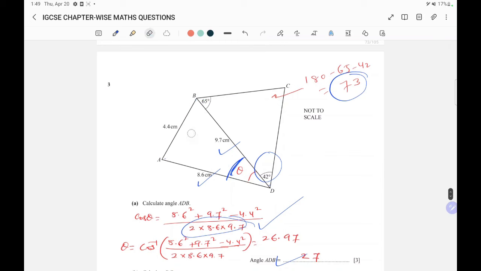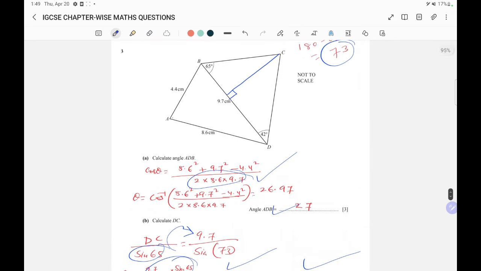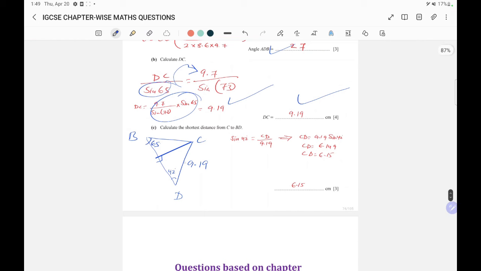Okay. Now calculate the shortest distance from C to BD. So shortest distance C to BD. Okay, here. This is the shortest distance, right? So we need to find this length. Okay, I think we already have this length. If we have this length, then we can find sine, then we can easily get it. Yeah, we already have 9.19, this length.